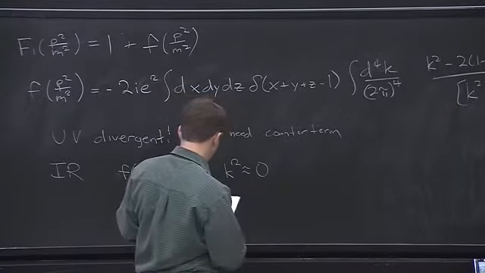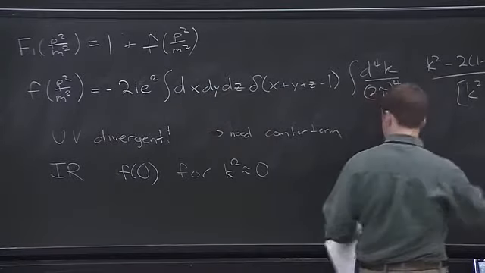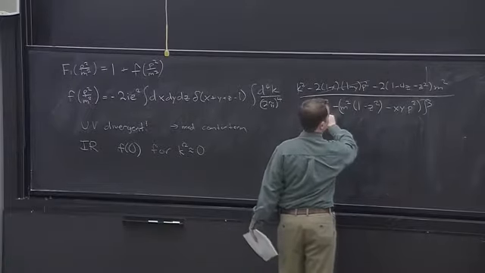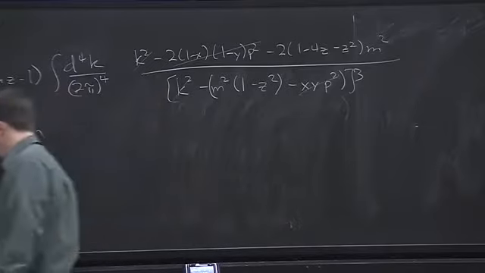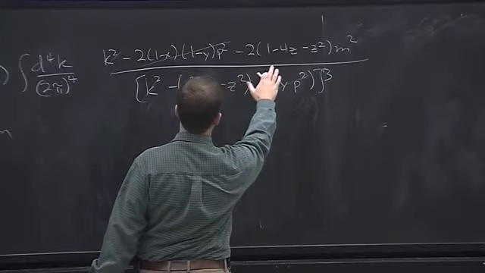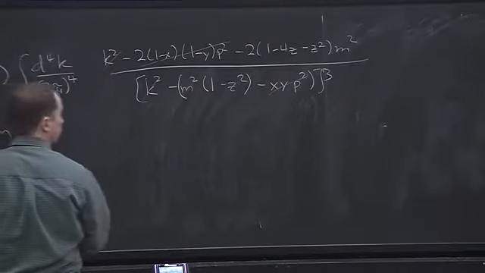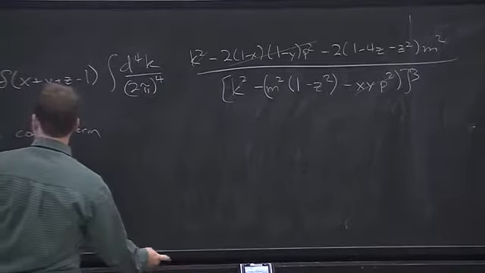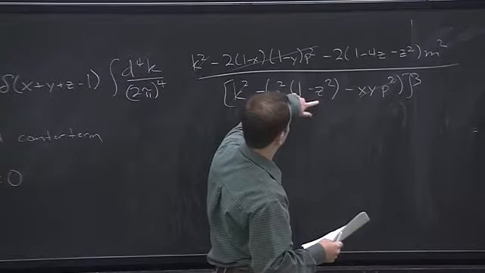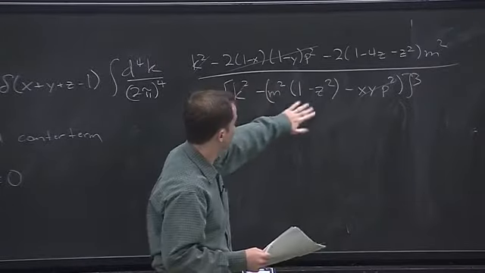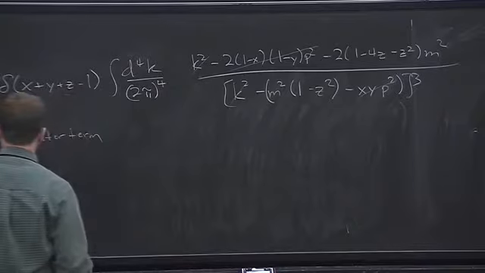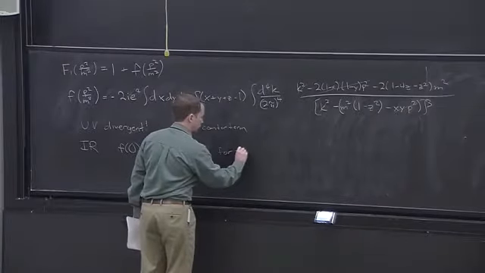And so in that limit, these terms go away. This term goes away. This term goes away. And we're left with this integral here. The m squareds will also cancel, one of them will. So in that case, f of 0 looks like 1 over (1 minus z squared) cubed in the denominator. So this seems potentially dangerous when z approaches 1. So let's look at this integral also for z approximately 1.